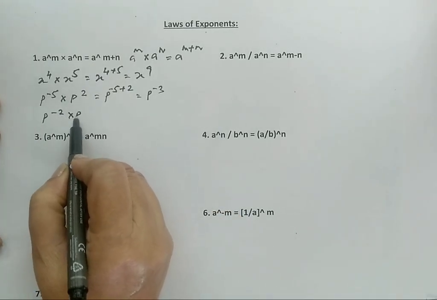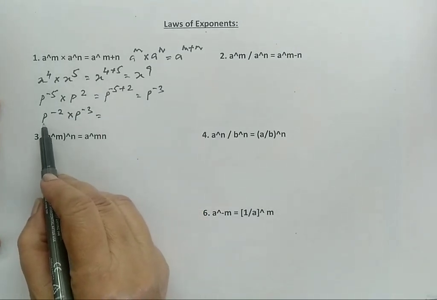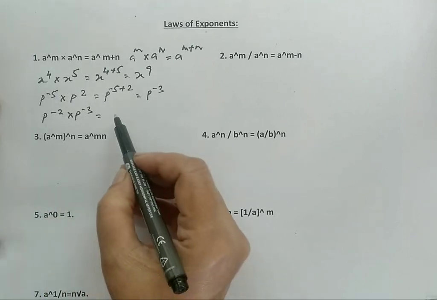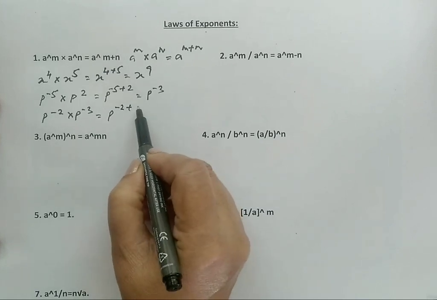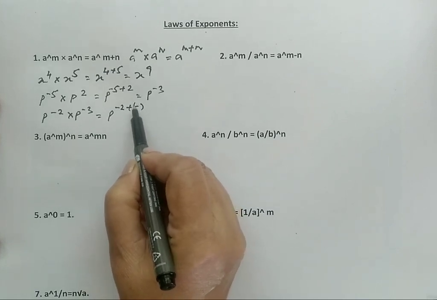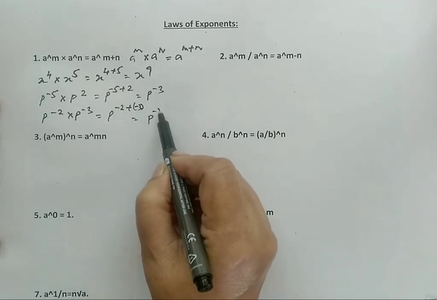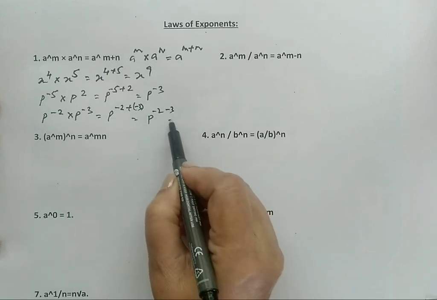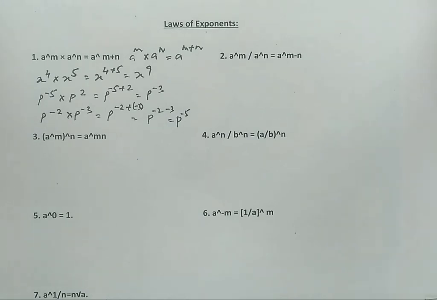Minus 2 multiplied by, say, minus 3. Okay? Powers. I'm referring to p being the base. Correct? In that case, minus 2 plus minus 3, which will be equal to p to the power minus 5. Correct, guys? As simple as that. So this rule is very important for you to understand and settle with.